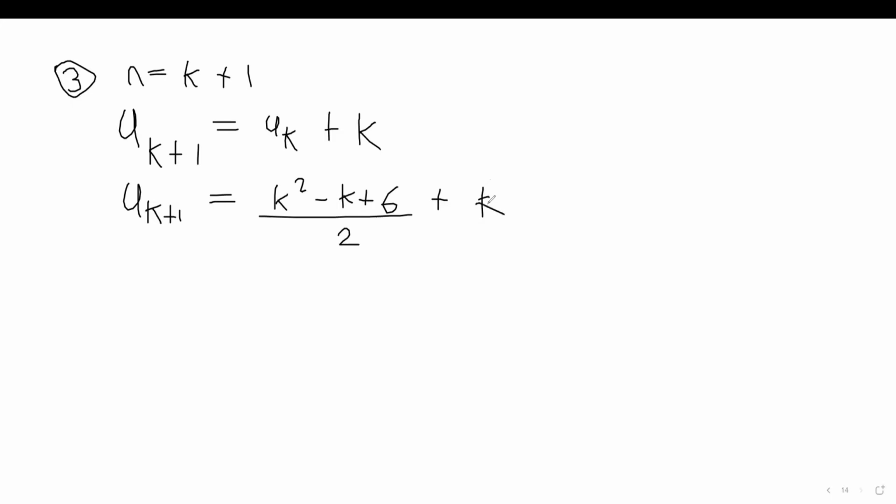Now, Marika, this is just fractions. So all we have to do is put a 2 right here and divide by a 2. Now we can add them regularly, can't we? Right? Yes, sir. So now we're going to get k squared.